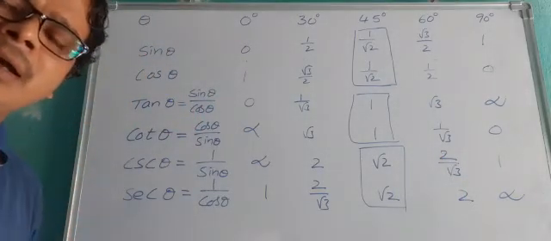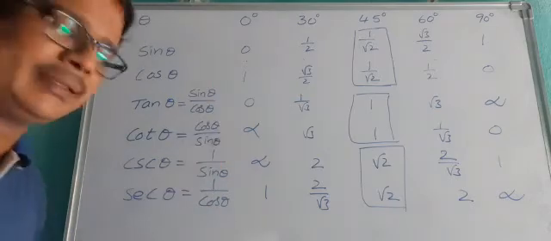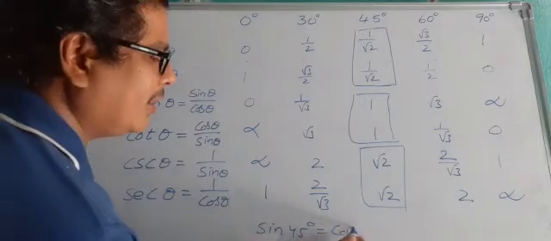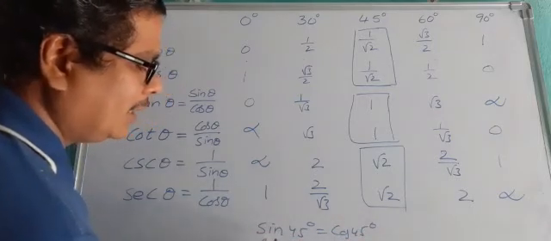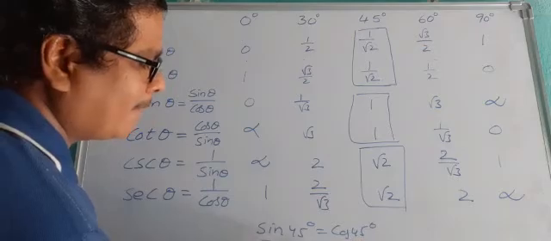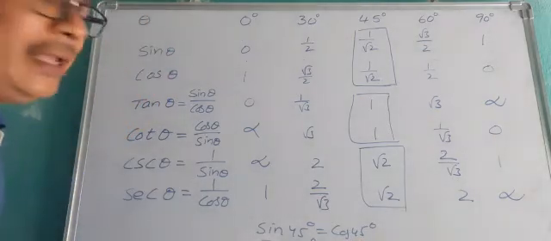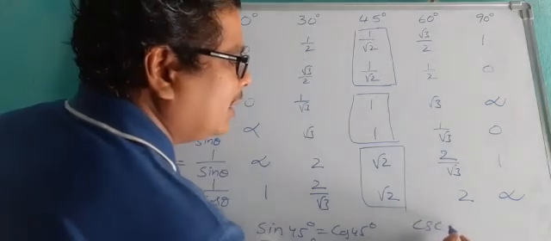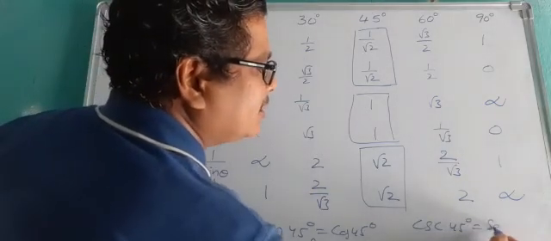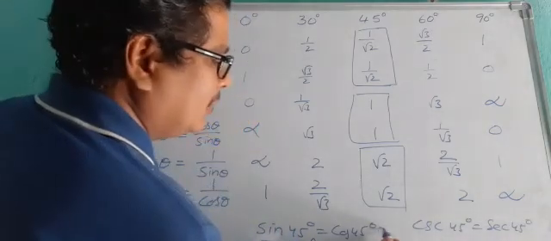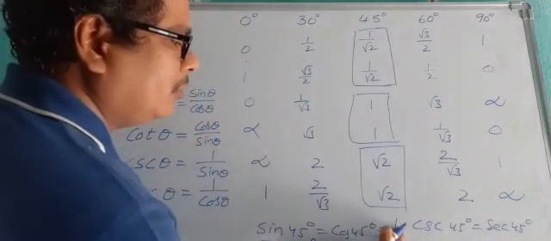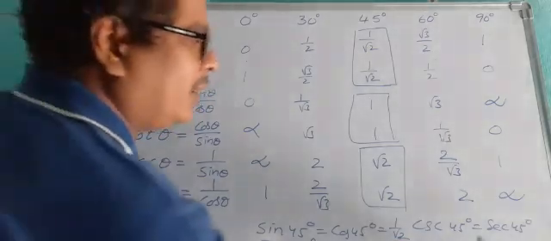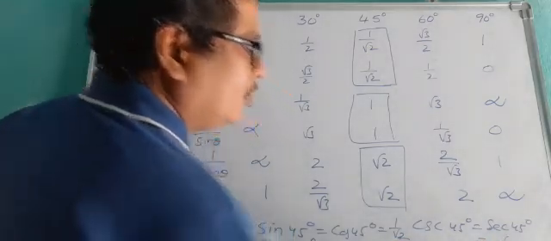Okay, so all of you remember all these techniques. Sin 45 and cos 45 both are same, and tan 45 equal to cot 45 both are same, and cosecant 45 degrees and secant 45 degrees both are same. So that is 1 by root 2. This is 1, tan 45 equal to cot 45 is 1, and this equal to root 2. Okay.